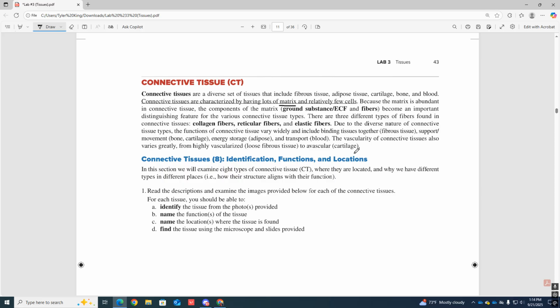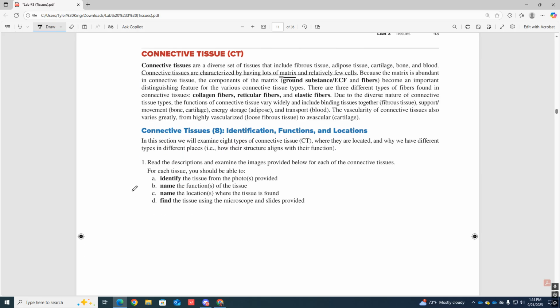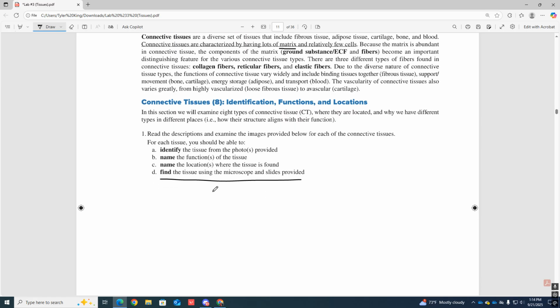The vascularity of connective tissues also varies greatly, from highly vascularized, such as loose fibrous tissue, to avascular, such as cartilage, okay? So, per usual, identification of the tissues from the photos, name the function of the tissues, name the location, and then we did this in class, finding them under the microscope, okay? 4 things we should be able to do.